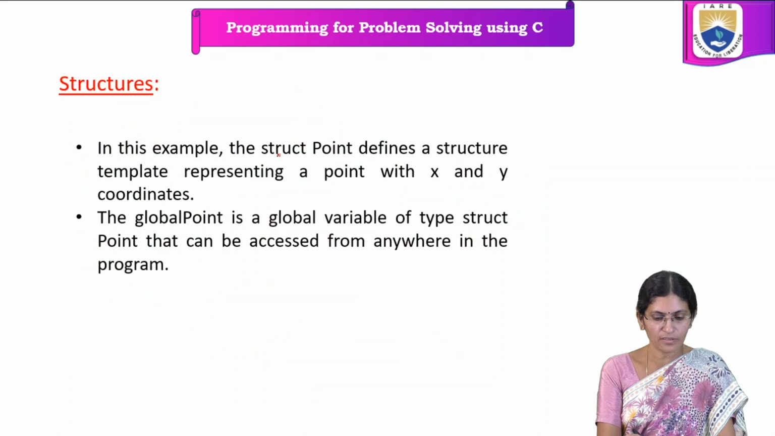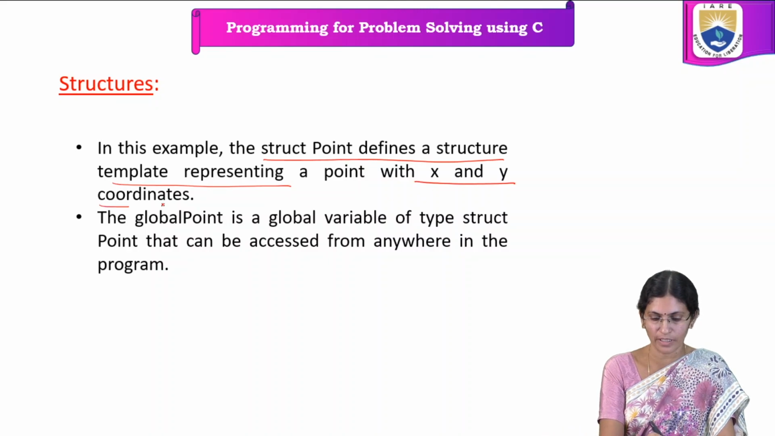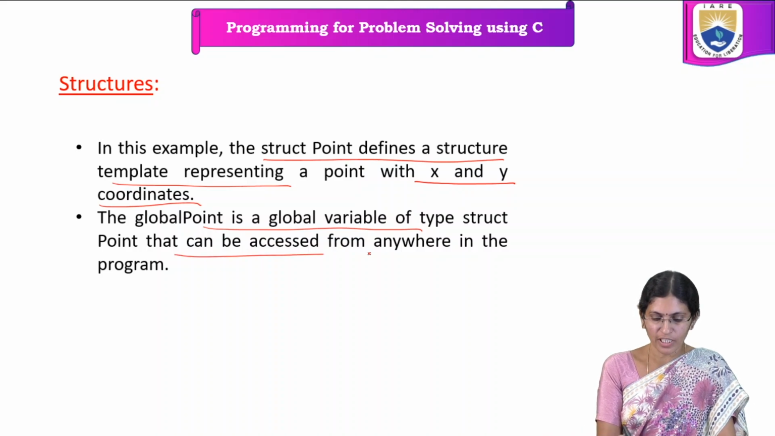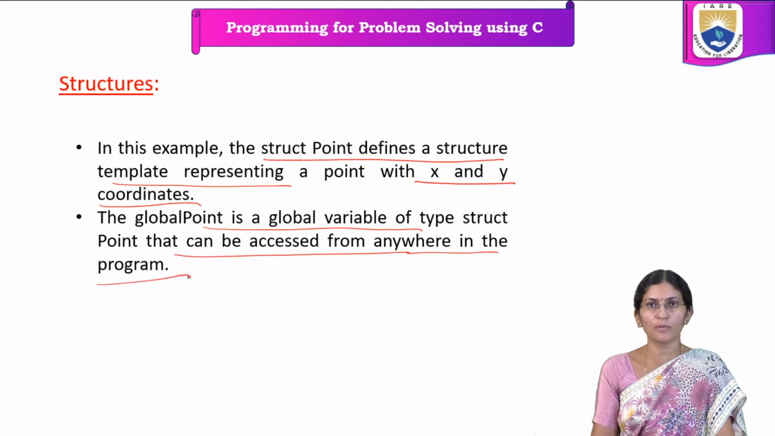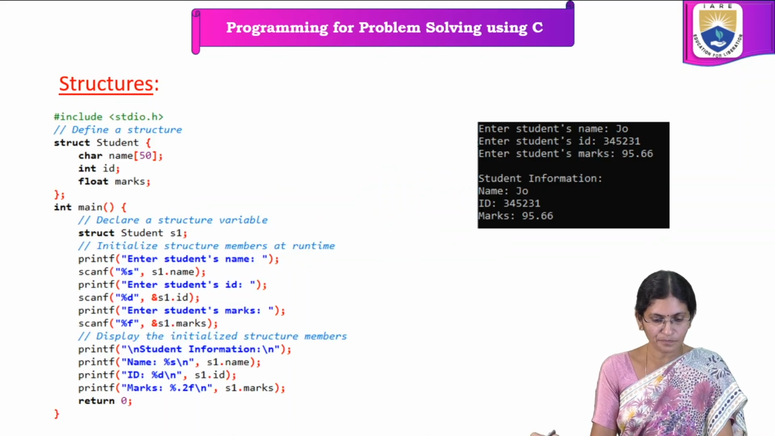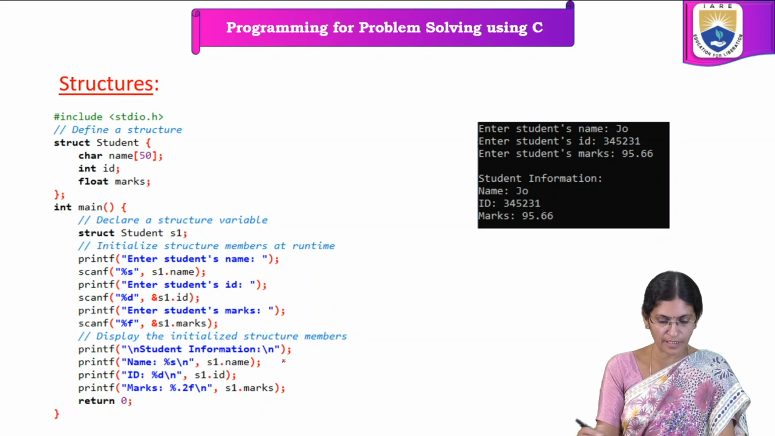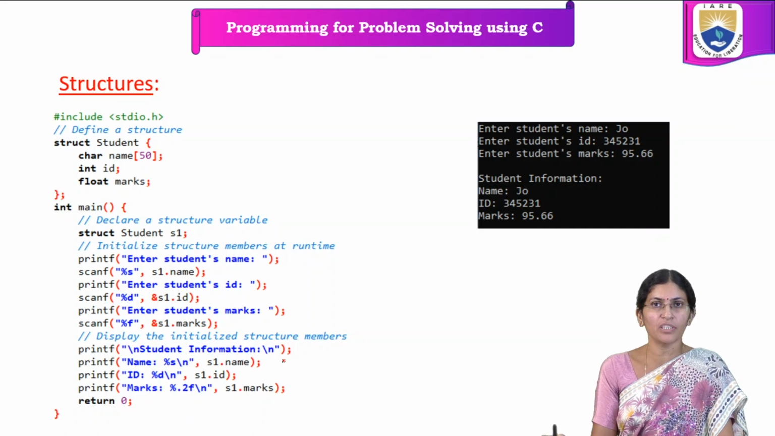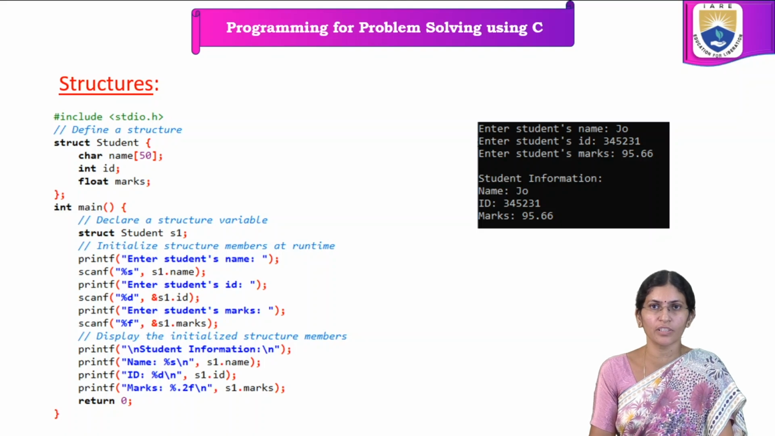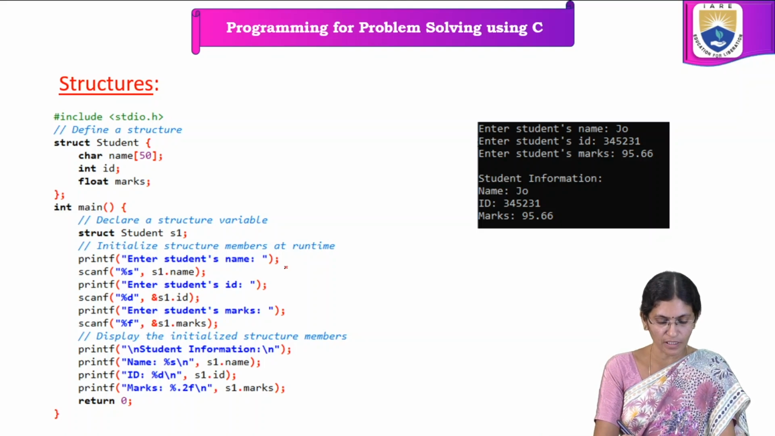Next, coming to this example, the struct point defines a structure template which represents a point with x and y coordinates. So global point is a global variable of type struct point, which can be accessed from anywhere in the program. So that is what the program is about. Next, one more example. Till now we have seen static initialization. This is runtime initialization. Runtime initialization means during execution time, the programmer or the user will give the inputs.